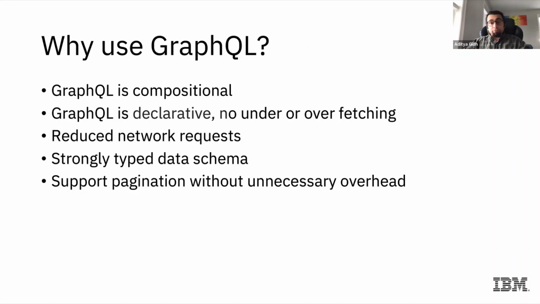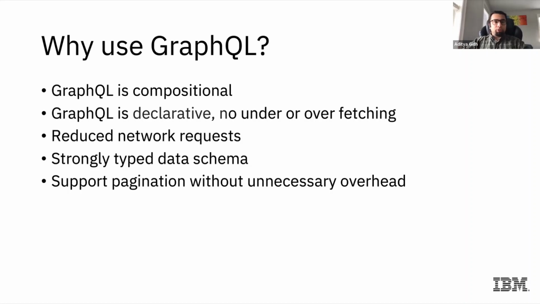GraphQL is declarative, wherein query responses will be decided by the client rather than the server. So you have no cases of, say, underfetching or overfetching data because you're going to get the data that you requested instead of getting multiple things returned to you by the server. That helps in reducing network requests because nested data can be retrieved in one query. So you're reducing network requests as a result of it.